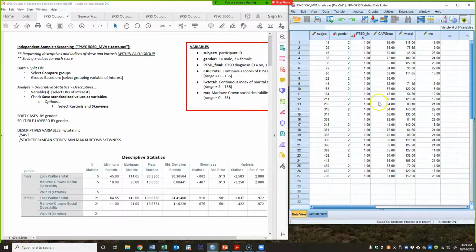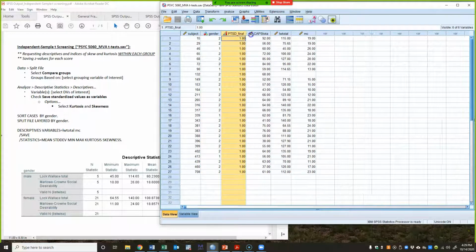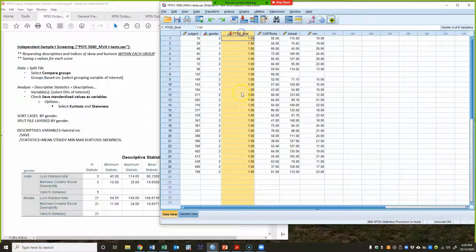All right. So what we've got here in SPSS is our set. We've got our participant number, sex of our participants. We've got a PTSD diagnostic score, which is final, but that's not relevant to what we're doing. CAPS, a continuous PTSD score, is also not relevant. But here's our Locke-Wallace and our Marlowe-Crowne. These are both variables that we're interested in here.